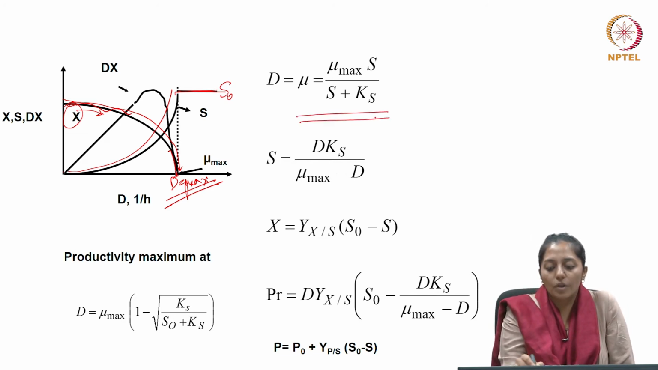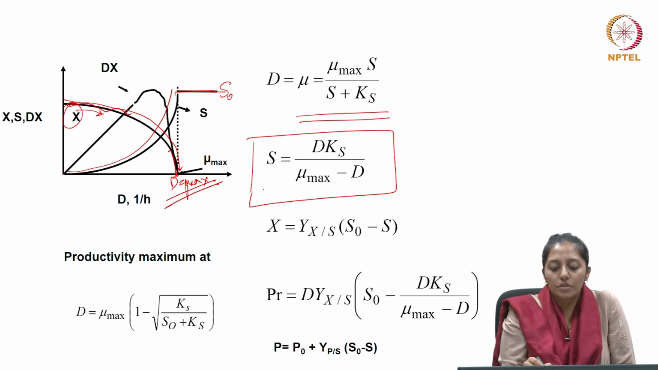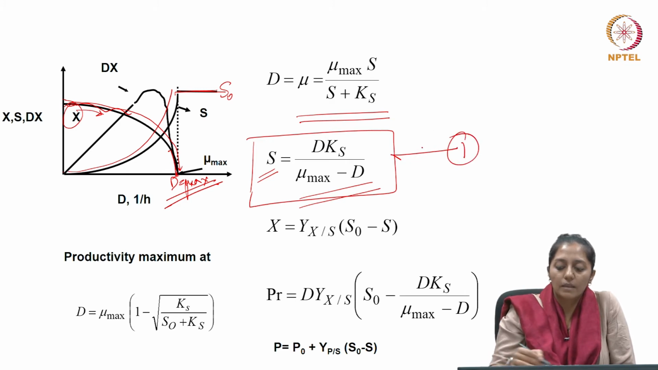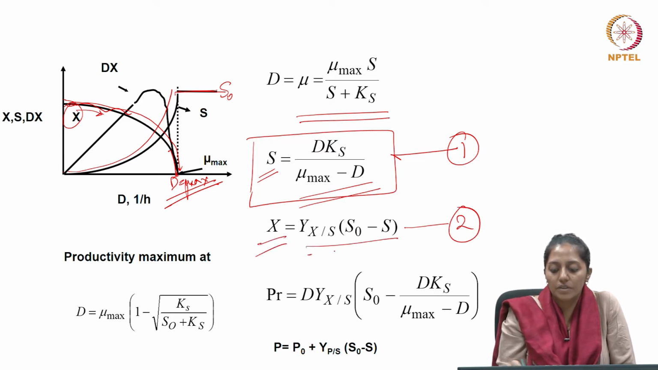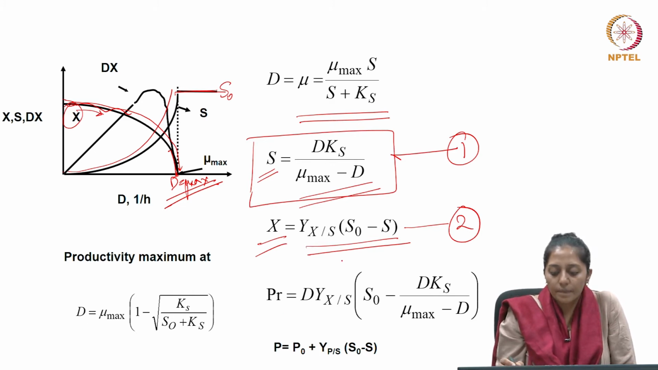We know the culture is following Monod's kinetics, we will do the rearrangement, and we also know from the last few lectures that for a chemostat at steady state, the steady state substrate concentration can be related to the dilution rate by this function given, let us name it as equation 1, and for a chemostat at steady state, the steady state biomass can be related to the steady state substrate concentration as shown in equation 2.